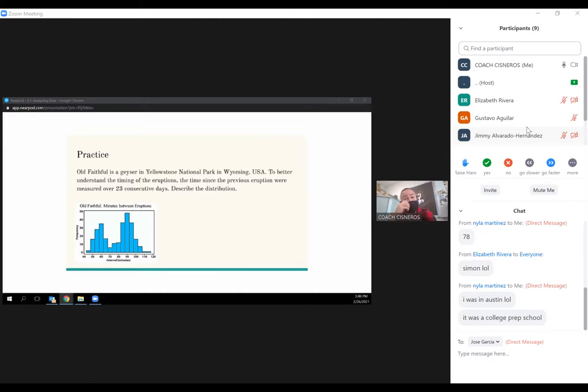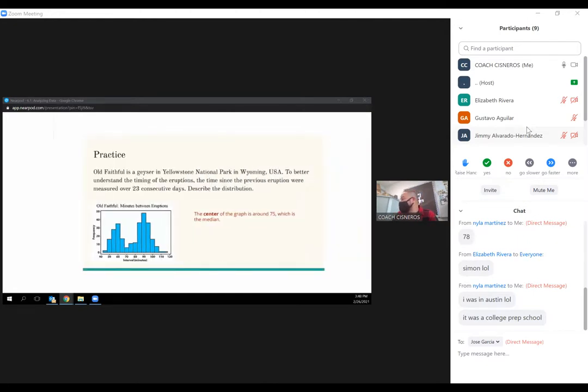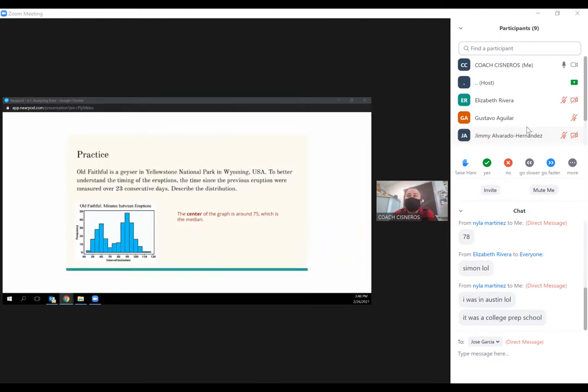How do we know that this center is about in the middle? Not just because it's bimodal, but because it's mostly symmetrical. So we know that the center has to be in the middle, right? So I wrote the center of the graph is around 75, about the median. The median has to be in the middle if it's symmetrical, which is also the mean as well.